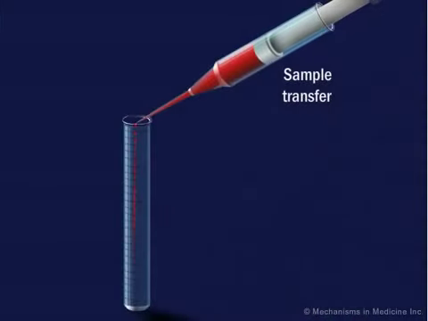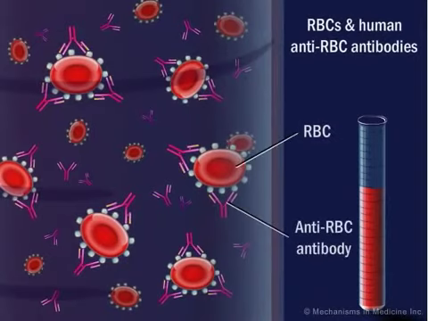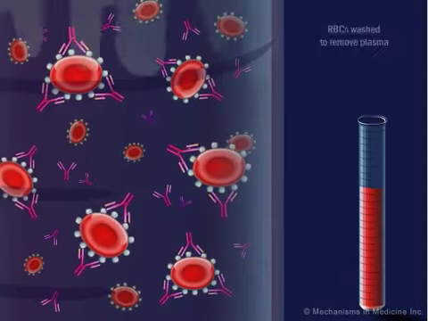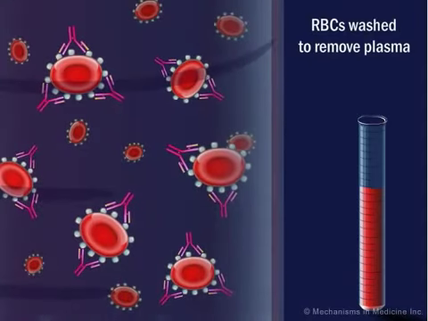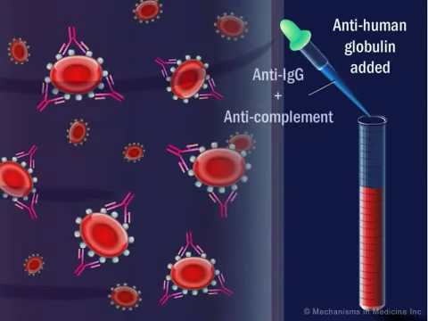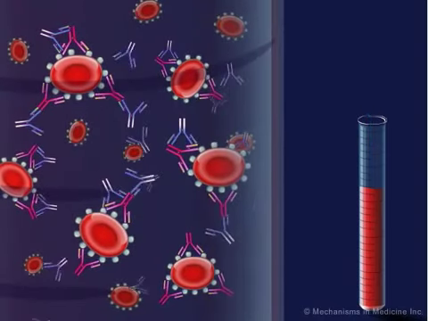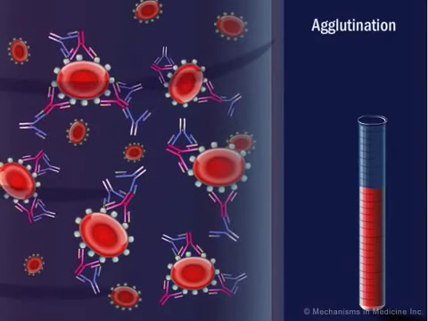The patient's red blood cells may have antibodies and other complement system factors on the surface of some of the red blood cells, abbreviated as RBCs in this animation. The blood sample is washed to remove the patient's plasma, while leaving the red blood cells intact with their attached antibodies. These red blood cells are incubated with anti-human globulin containing both anti-IgG and anti-complement. The anti-human globulin binds to the patient's antibody, coating the red blood cells, resulting in agglutination.